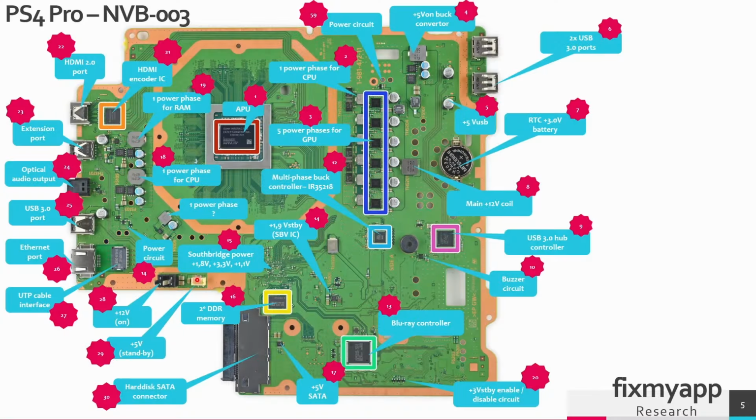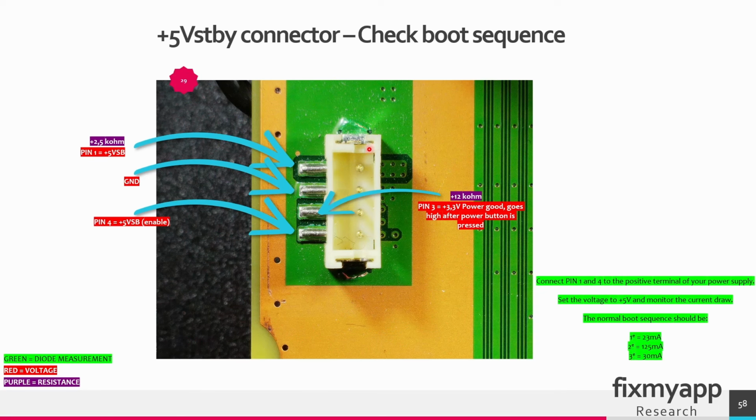So in region 29 you will connect the power supply cable to this connector. So this is the 5 volt standby connector. And on pin 1 there should be a standby voltage of 5 volt. Second pin is ground. The third pin is a power good pin. So if you power on the console there will be a 3.3 power good signal on this pin. Pin 4 is the enable signal.